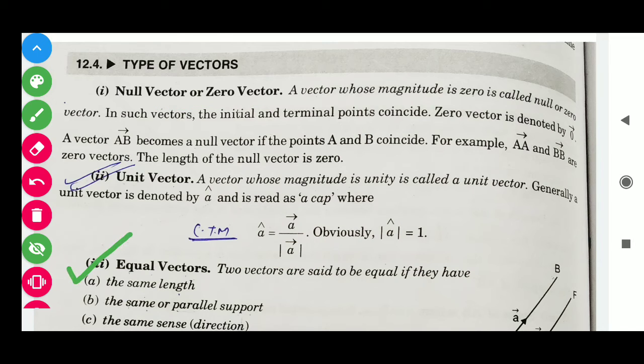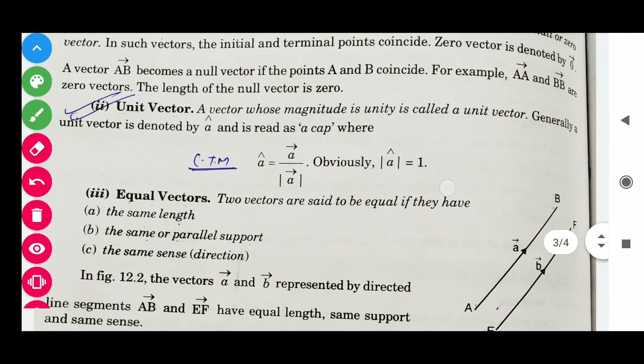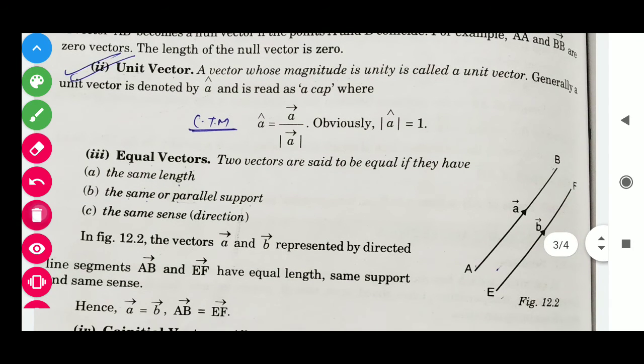Equal vectors are those vectors which have the same length, the same parallel support and the same sense. You can observe from the diagram. Here we have AB and EF, two vectors that have the same exact length and the same parallel support as well as the same direction. So in this way, these two vectors are equal vectors.